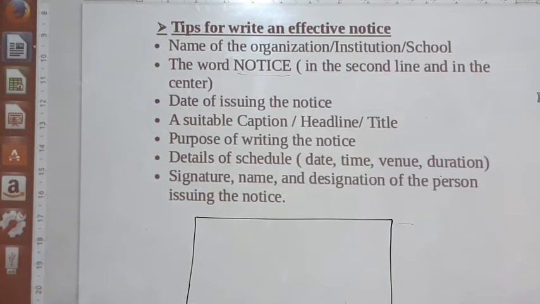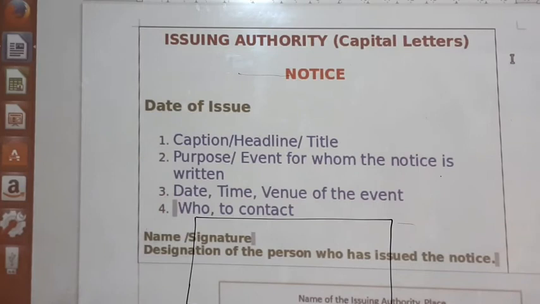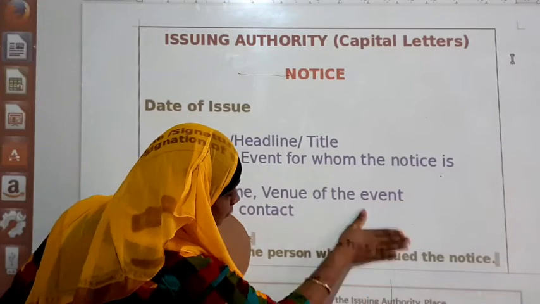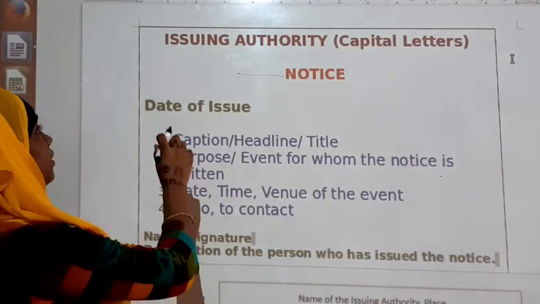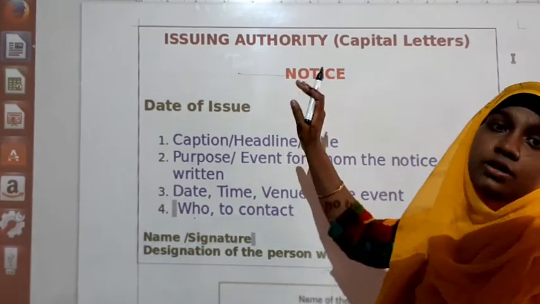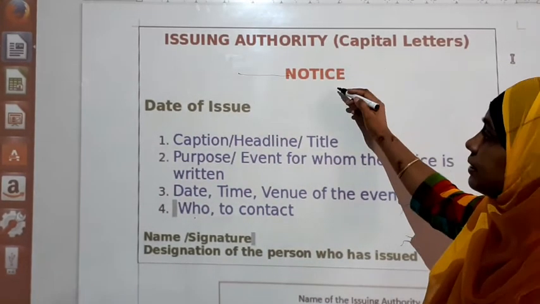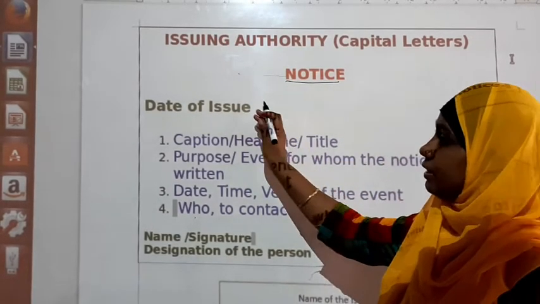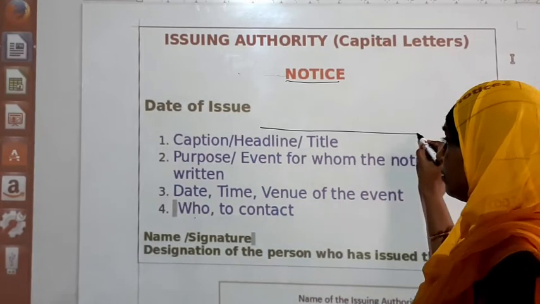Now the next one, see here how it is written. It is compulsory to put a box, students. Now see here, the issuing authority you will write in capital letters, for example, Matliwala Public School. The school name is written here. In the next line you write the notice, and in the next line on the left hand side, the date of issue.